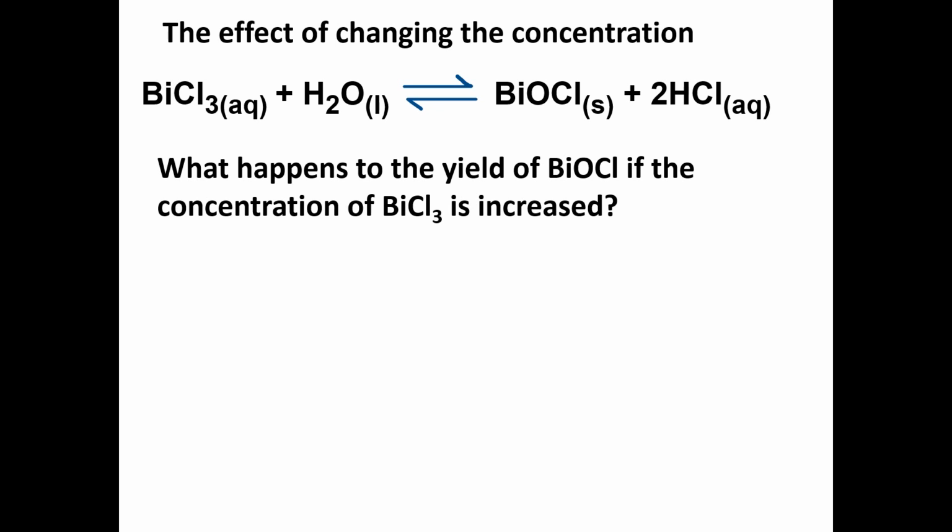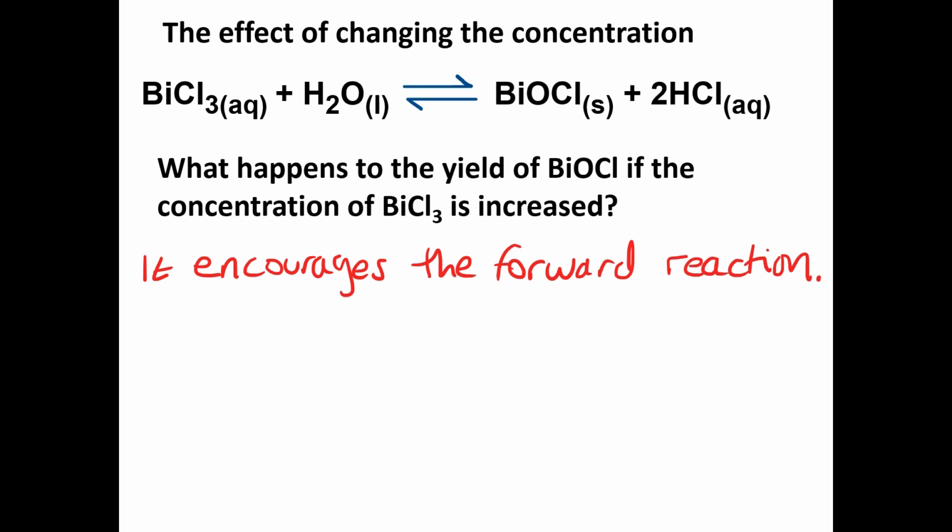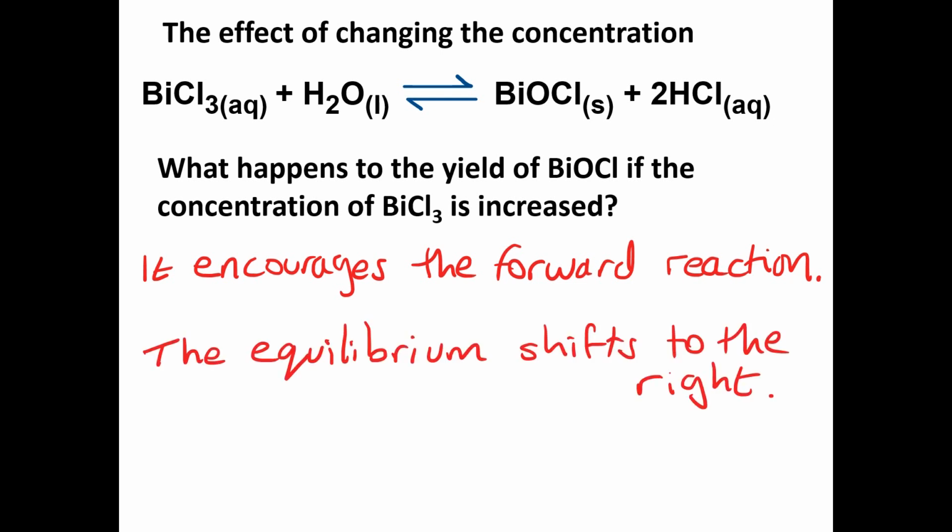So what would be the effect of changing the concentration? What happens to the yield of BiOCl if the concentration of BiCl3 is increased? Well, it will encourage the forwards reaction because by doing that, it will reduce down again the concentration of BiCl3. So it will try and undo the change we've put onto the system. So if it encourages the forward reaction, the equilibrium shifts to the right, and more BiOCl is made. So once again, we've set it out in terms of, will it encourage the forward or reverse reaction? Does the equilibrium shift left or right? And does it make more or less product?